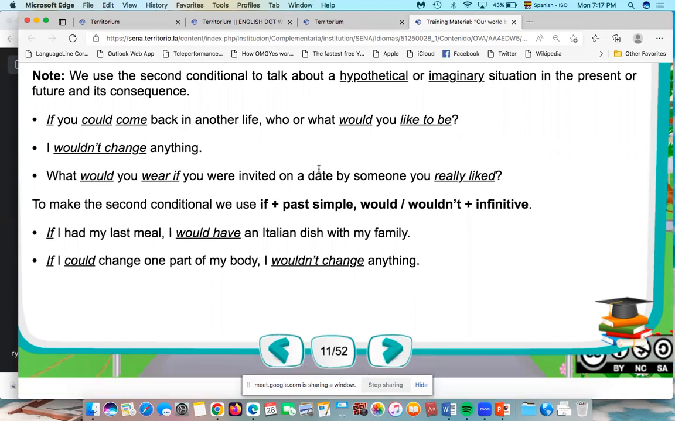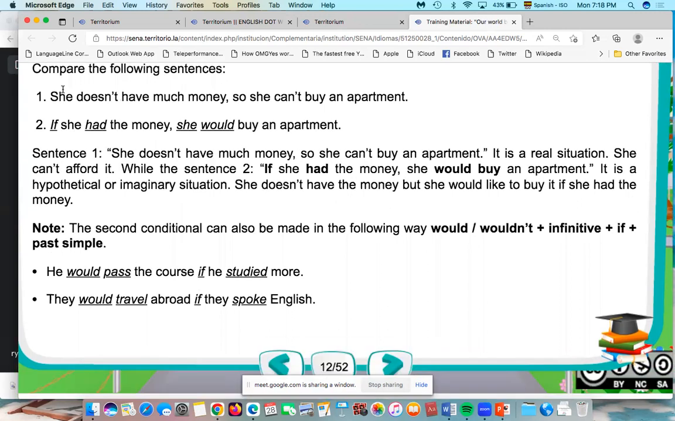Y en estos casos usamos esta estructura que estamos viendo. She doesn't have much money, so she can't buy an apartment. Esa es la situación real, ¿no? Si yo dijera una idea hipotética, diría, if she had the money, she would buy an apartment, right? Ella no puede comprar un apartamento porque no tiene mucho dinero, pero si tuviera el dinero, ella compraría un apartamento. Entonces, este if she had es como usamos el pasado simple, si pasara esto, ella haría lo otro. Y usamos el would con una acción para decir lo que sucedería, la hipótesis, lo que no es tan probable que suceda, pero que nosotros pensamos que pasaría si se cumple la primera parte.